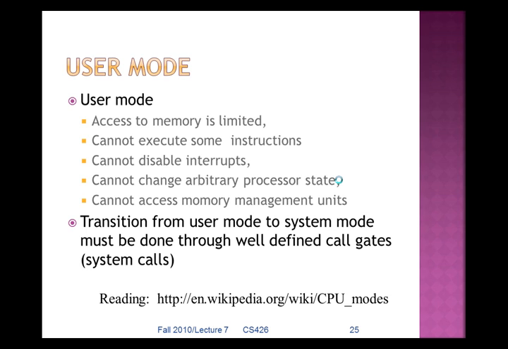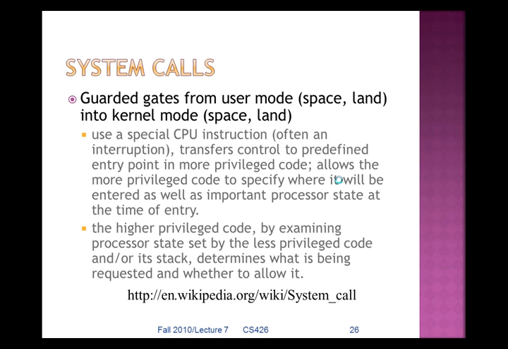Now, what is a system call? It is a guarded gate from user mode into kernel mode. It uses a special CPU instruction, often called an interrupt. It transfers control to a predefined entry point in more privileged code, and allows the more privileged code to specify where it will be entered, as well as important processor state at the time of entry. So system calls use special CPU instructions.